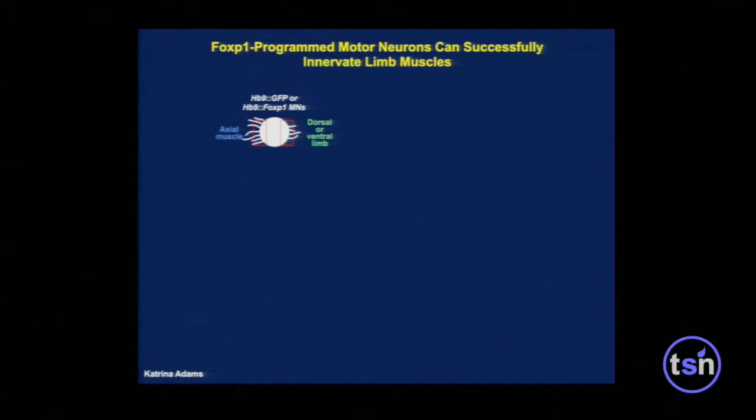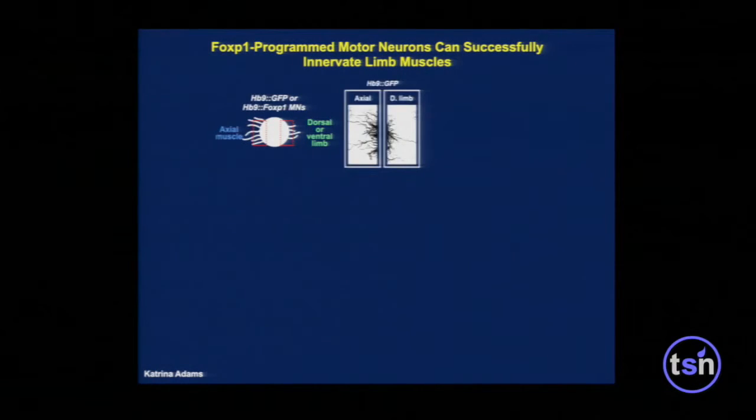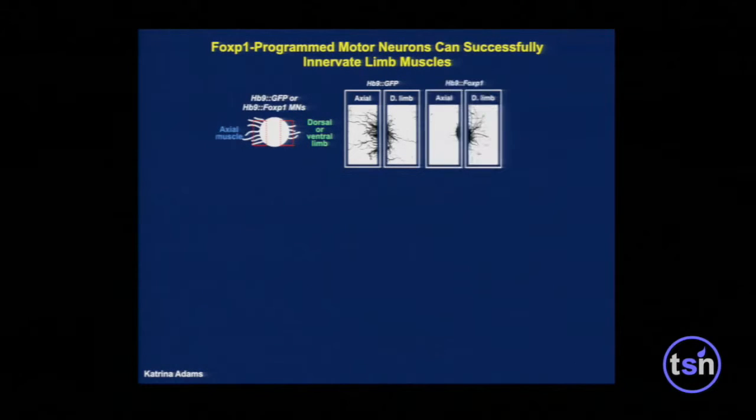What about their target selectivity? So we've done assays in which we take the stem cell-derived motor neurons and put them into culture, and we put them beside either axial muscles or ventral limb muscles or dorsal limb muscles to ask whether or not they have any preferences for the way that they project. And when we do this, what we find is that the control motor neuron population, consistent with their medial motor column identity, has a preference for the axial muscle, whereas the ones that have now been programmed with FOXP1 go the other direction. They're inclined to innervate the dorsal limbs.